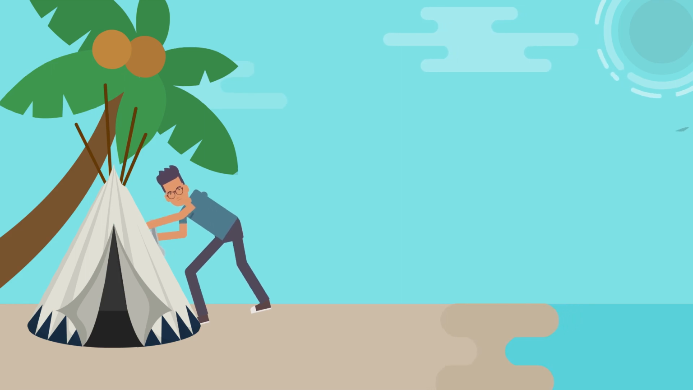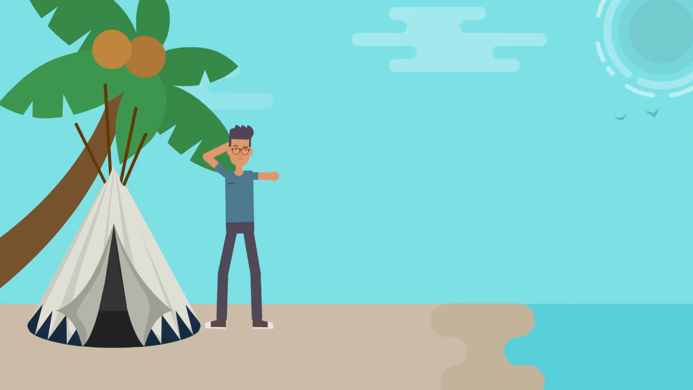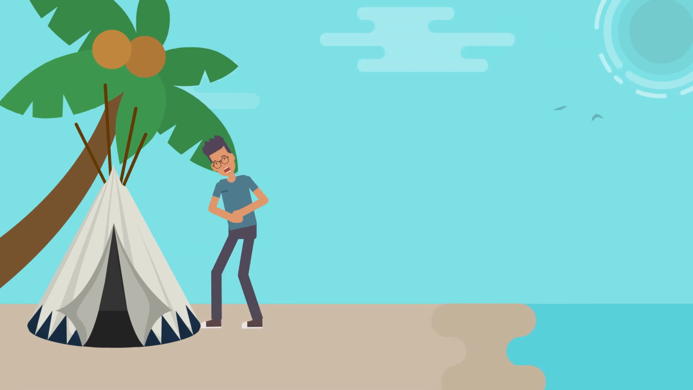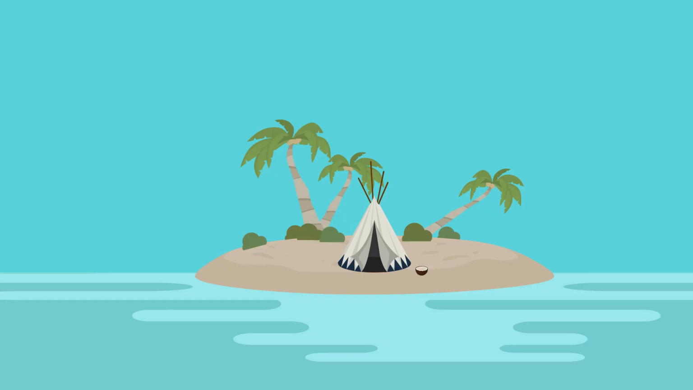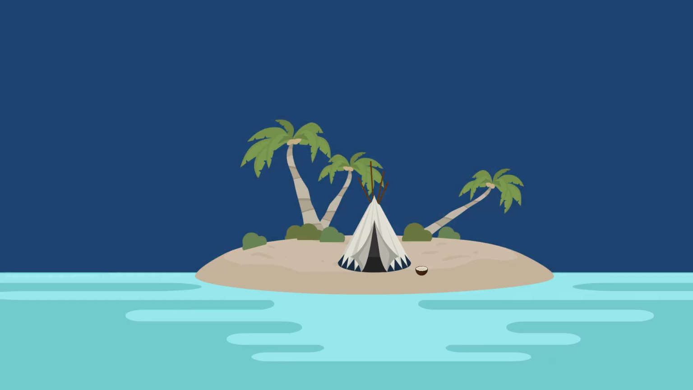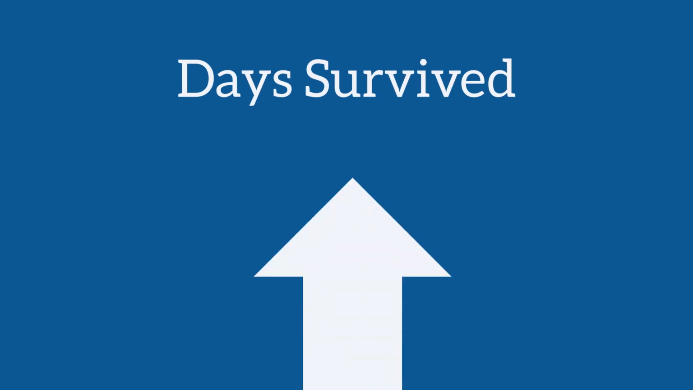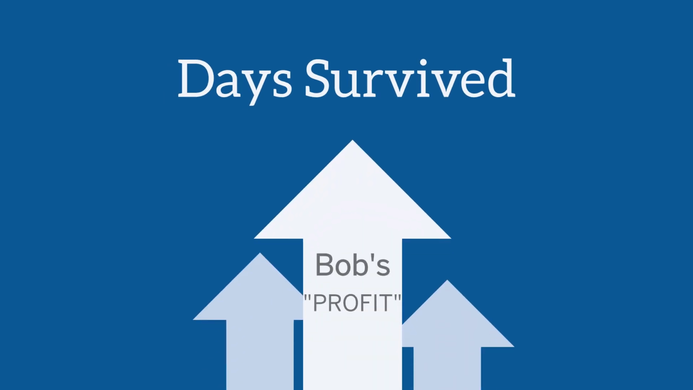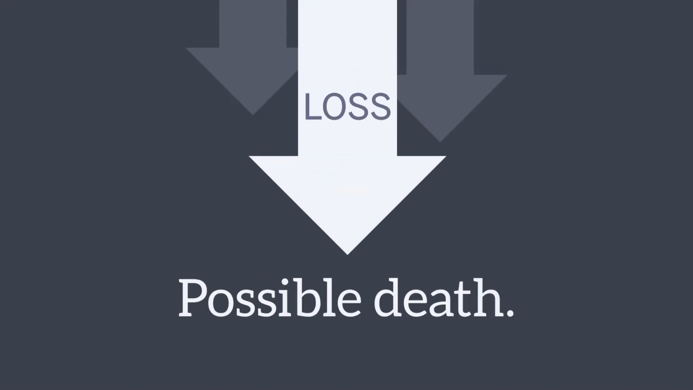Perhaps Bob ends up spending so much time building a shelter that he does not give himself enough time to find water when he desperately needs it. Bob's decision affects the number of days he can survive on the island. In this case, his profit is measured in terms of the number of days he is able to live, having made this choice. A loss could be his death.